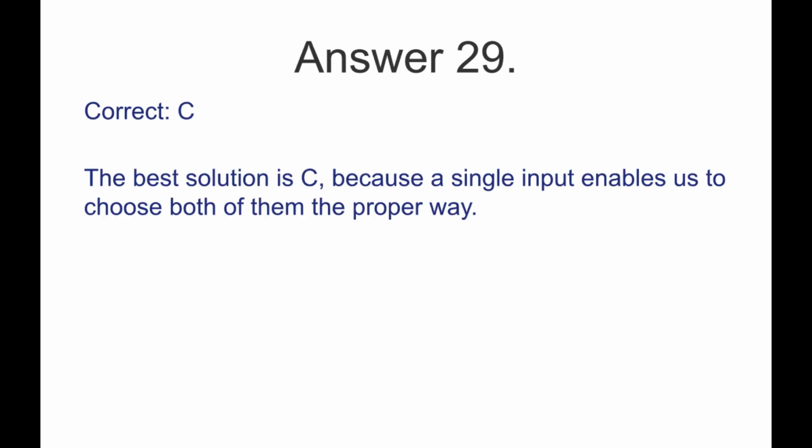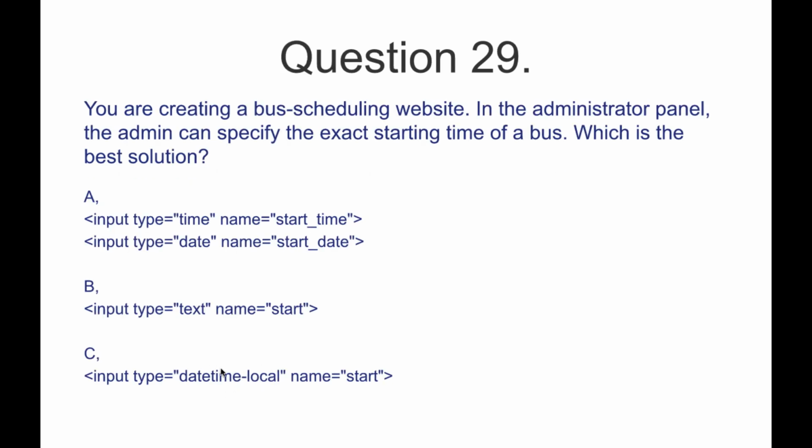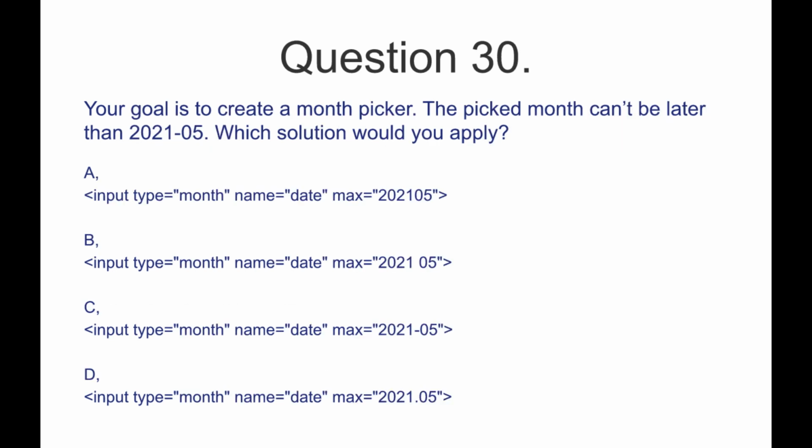And if you selected C, you're correct. The best solution is C because a single input enables us to choose both of them the proper way. So this way, we're selecting the datetime-local type, and this is the single input that allows us to make that selection the best way possible. So it's the best solution for this panel.